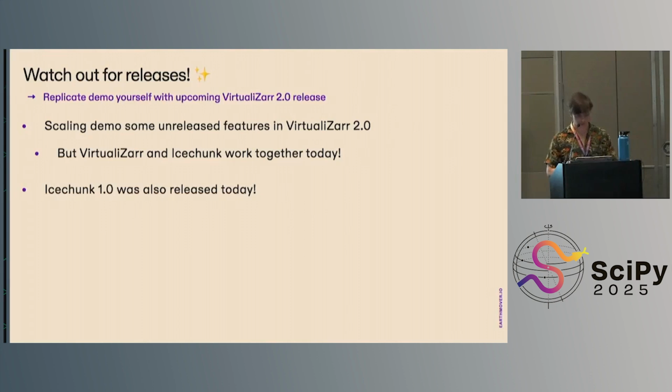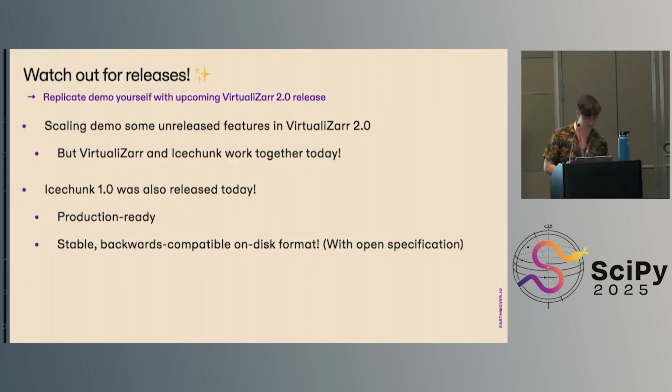Also, Icechunk 1.0 was released today. So Icechunk is now officially production ready. And importantly, this means that the Icechunk format that sits underneath the Zarr API is stable and backwards compatible with an open specification.